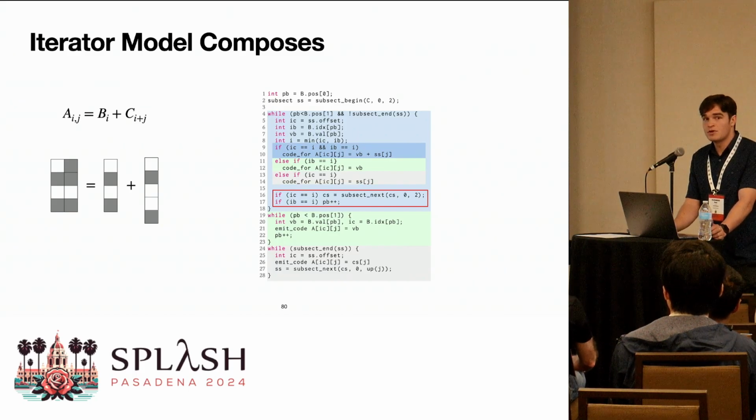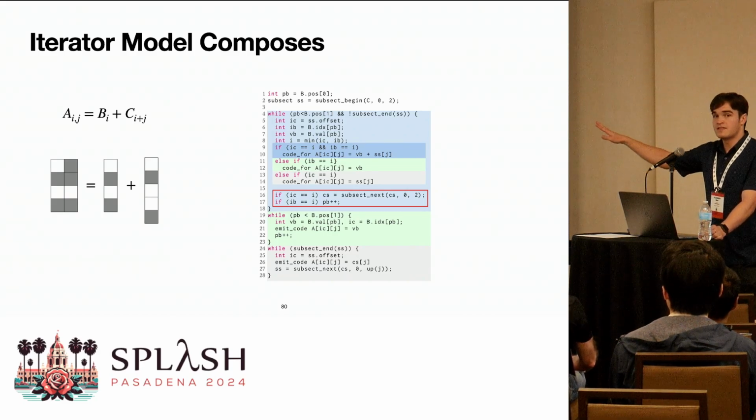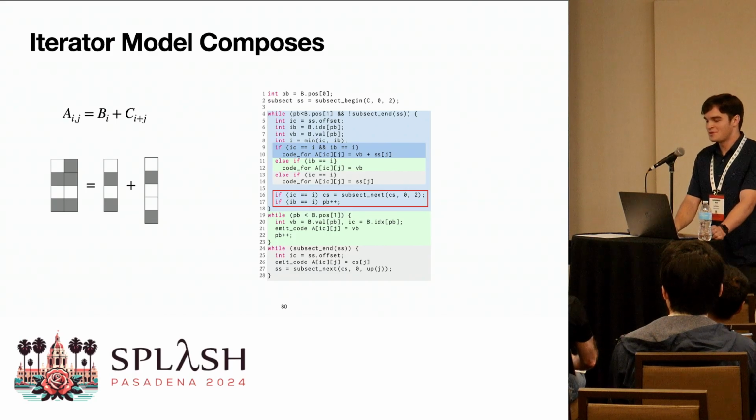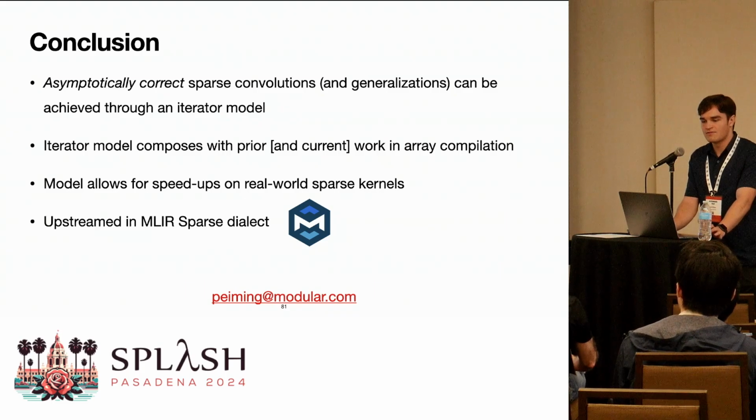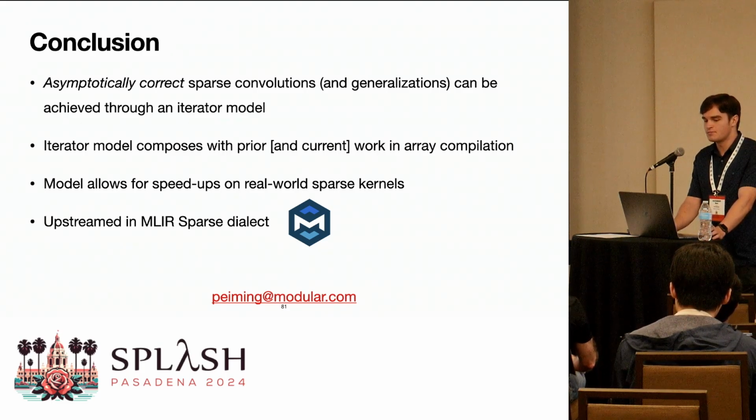If this looks familiar, you may have seen Taco papers before. This is exactly what Taco generates for vector addition, modulo the fact that there's a subset iterator instead of just a regular vector iterator. So I think I'm running a little bit low on time, so I'm going to finish with some concluding thoughts. I really want you to take away that asymptotically correct sparse convolutions can be achieved through a rather simple iterator model.